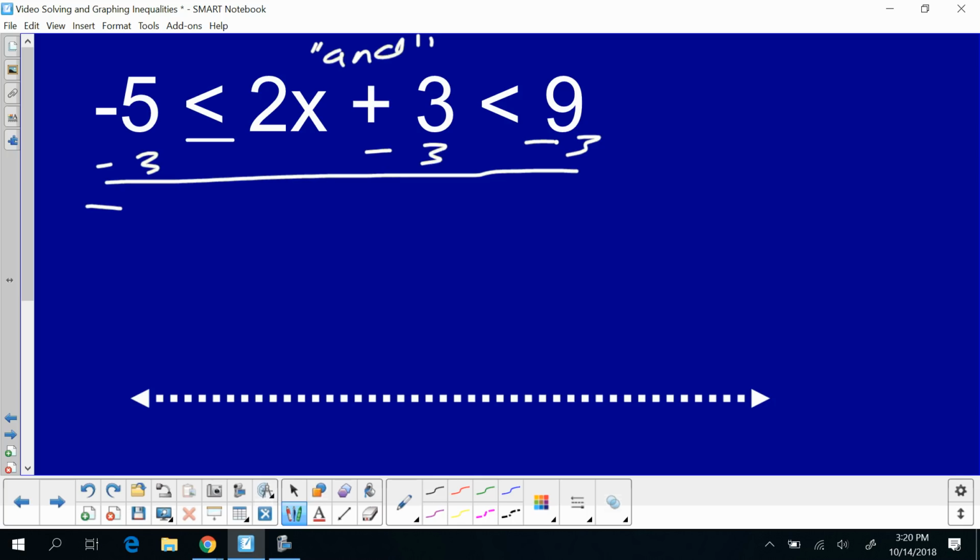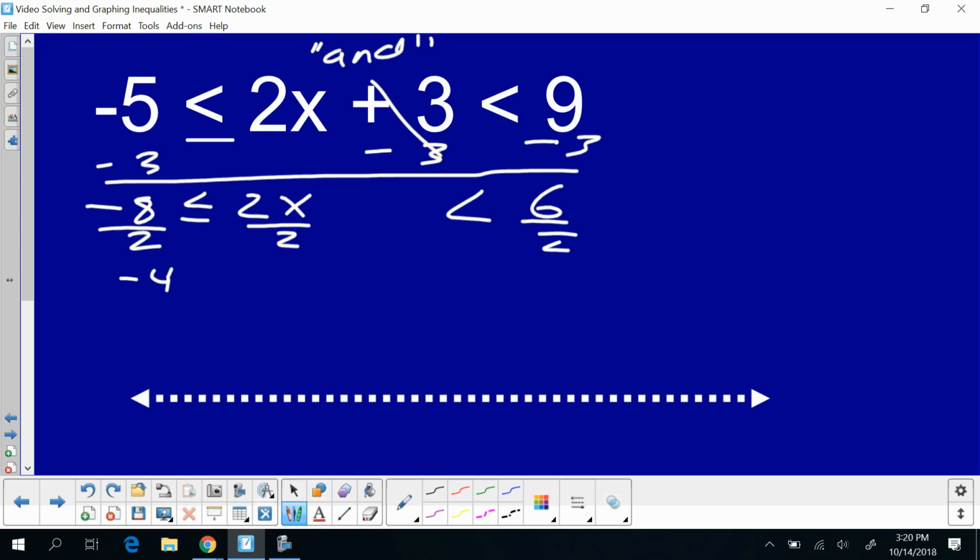And I end up with negative 8 is less than or equal to 2x. Those two cancel, is less than 6. The opposite of multiply by 2 in the middle there is divide by 2. Divide everything by 2, and I end up with negative 4 is less than or equal to x is less than 3. So on this one, I'm going to put negative 4.